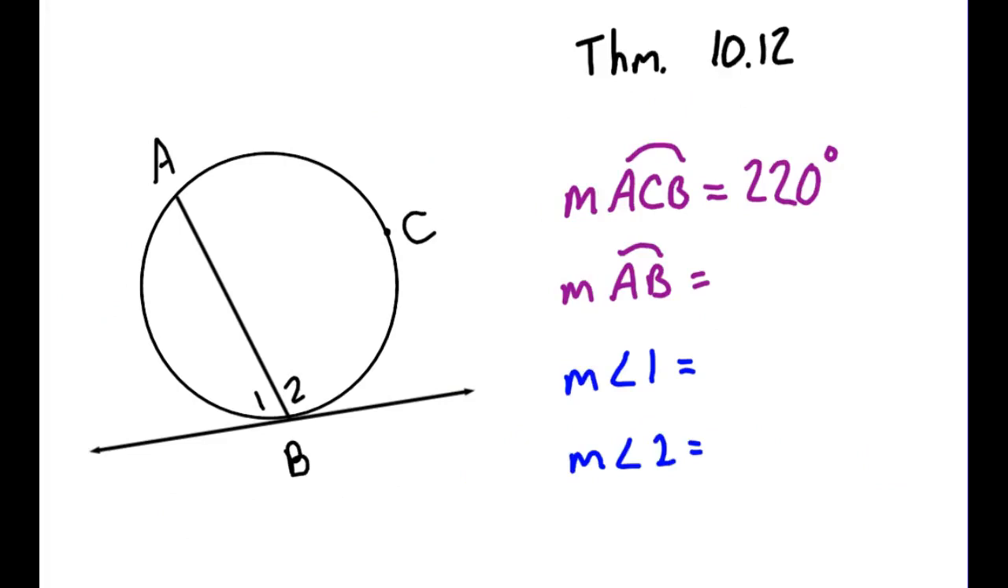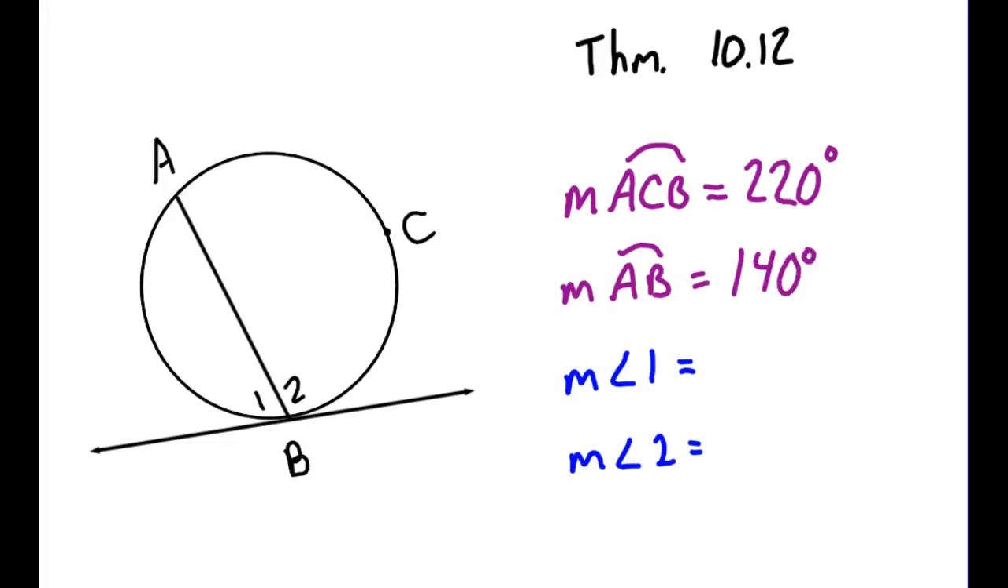The next example is going to relate to theorem 10.12. So we have a chord AB, and then we have a tangent line, which is line B. It's a tangent line because it intersects at the point of tangency, which is point B. We know the measure of arc ACB is 220 degrees. The first thing we want to find is the measure of arc AB. Again, if we know a circle is 360 degrees and we subtract the measure we know, 360 degrees minus 220, arc AB must be 140 degrees.